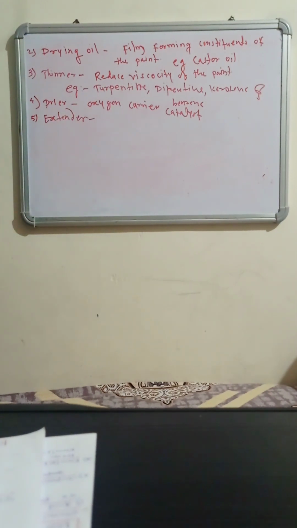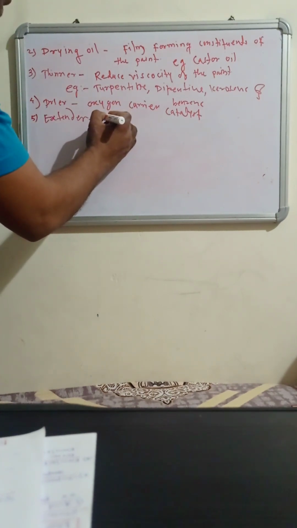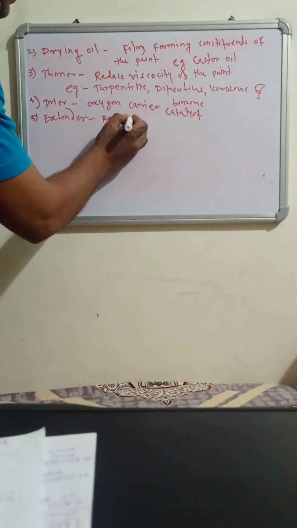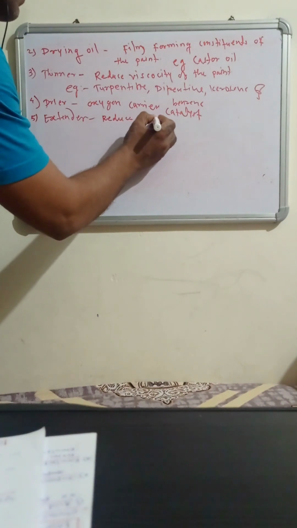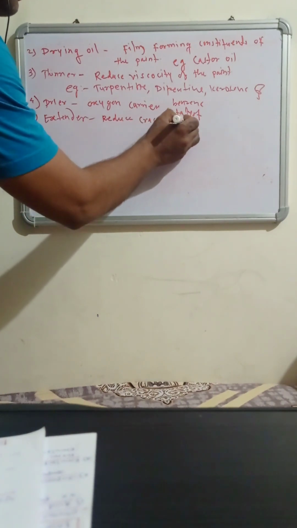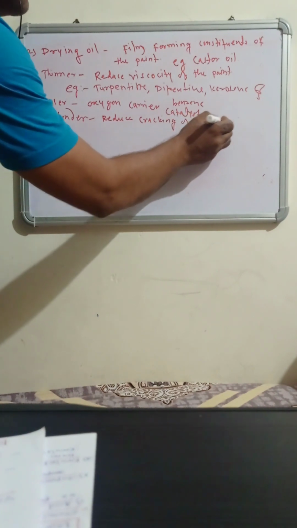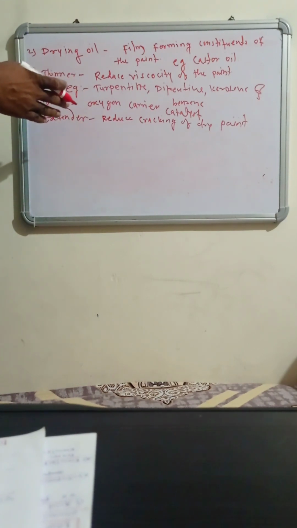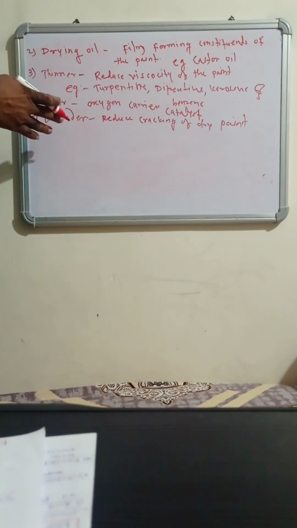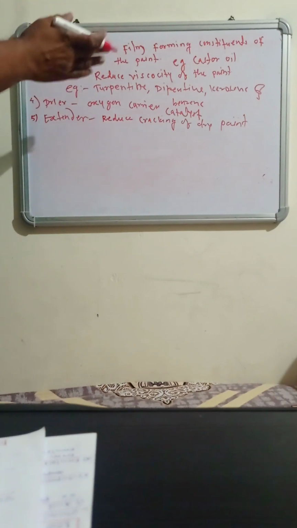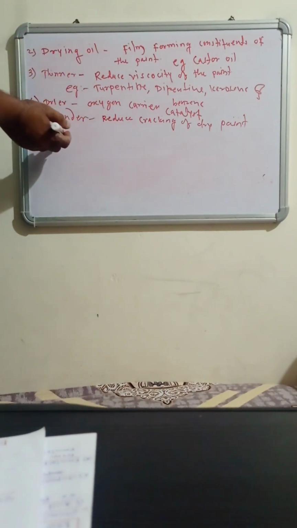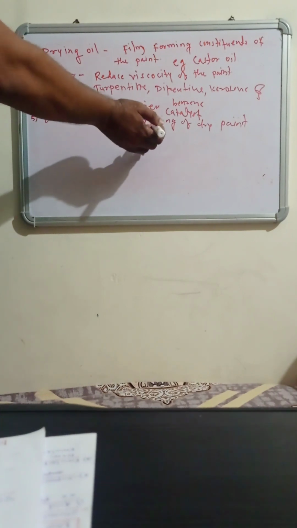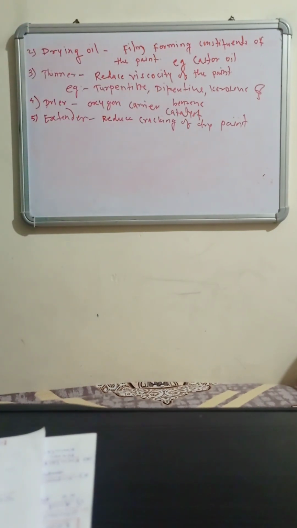Extender, a function of the extender is it reduces the cracking of dry paint. Extender reduces cracking of dry paint. एक्सटेंडरचं पेंटमध्ये काम काय आहे की त्याची जी पेंट आहे ते ड्राय झाल्यानंतर त्याची जी क्रॅक होण्याची क्षमता आहे ती कमी करते. सो एक्सटेंडर इज यूज टू रिड्यूस द क्रॅकिंग ऑफ द ड्राय पेंट.